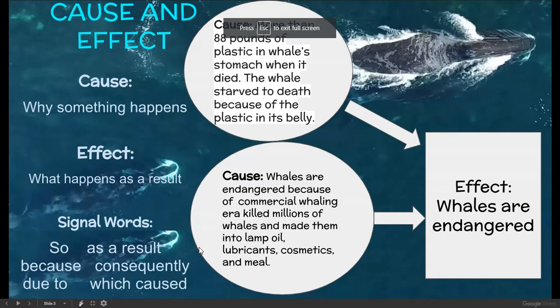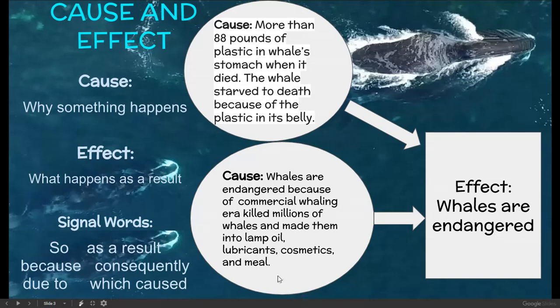If you think about cause and effect, the cause is why something happens. The effect is what happens as a result. Whales are endangered. That is the result. There are many causes, but two causes are that more than 88 pounds of plastic was found in a whale's stomach when it died. This is a specific example. The whale starved to death because of the plastic in its belly. So pollution of our oceans would be a cause of our whales being endangered.